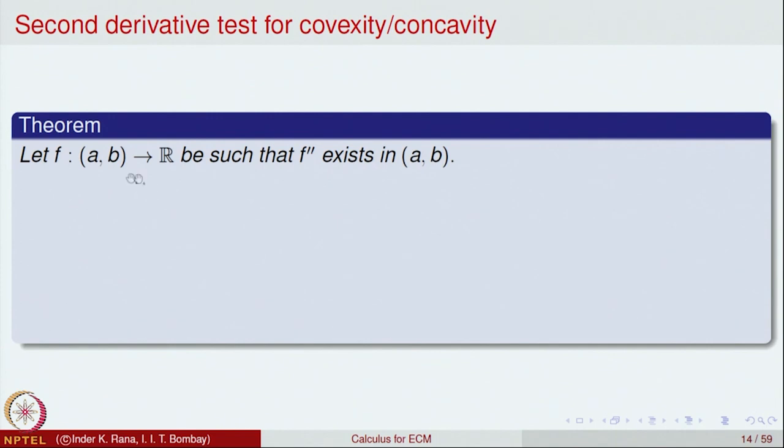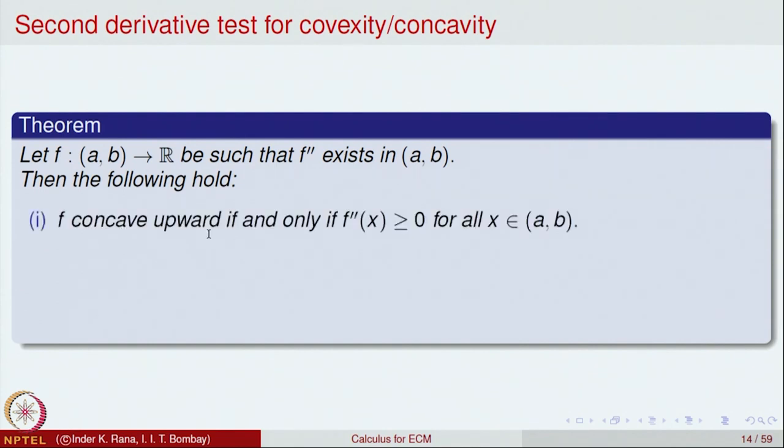So, let us take a function f defined on an open interval (a, b) taking values in R such that its second derivative exists in the whole of the interval (a, b). Then the following hold. 1: f is concave upward if and only if the second derivative is bigger than or equal to 0. So, once again it is an if and only if condition, a two-way condition: f concave upward implies f double dash is bigger than or equal to 0, and conversely f double dash bigger than or equal to 0 implies f is concave upward.